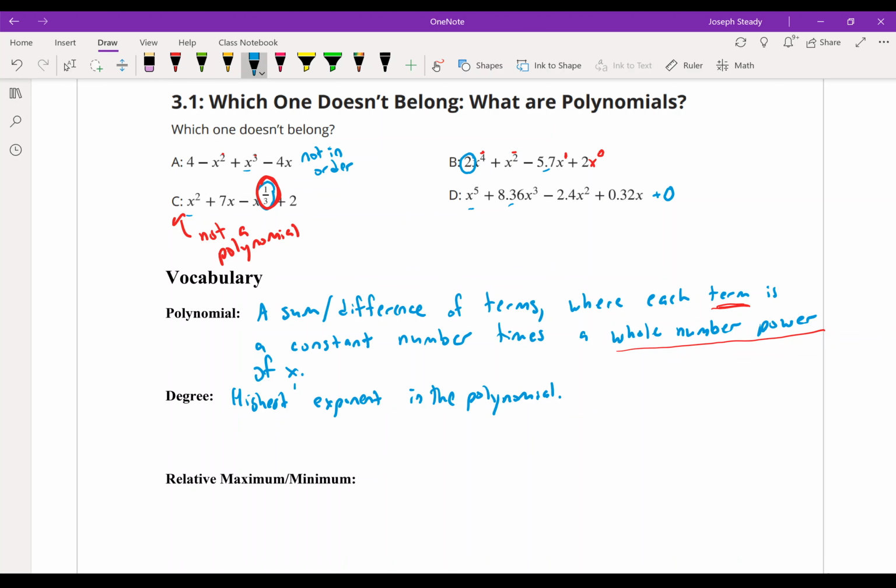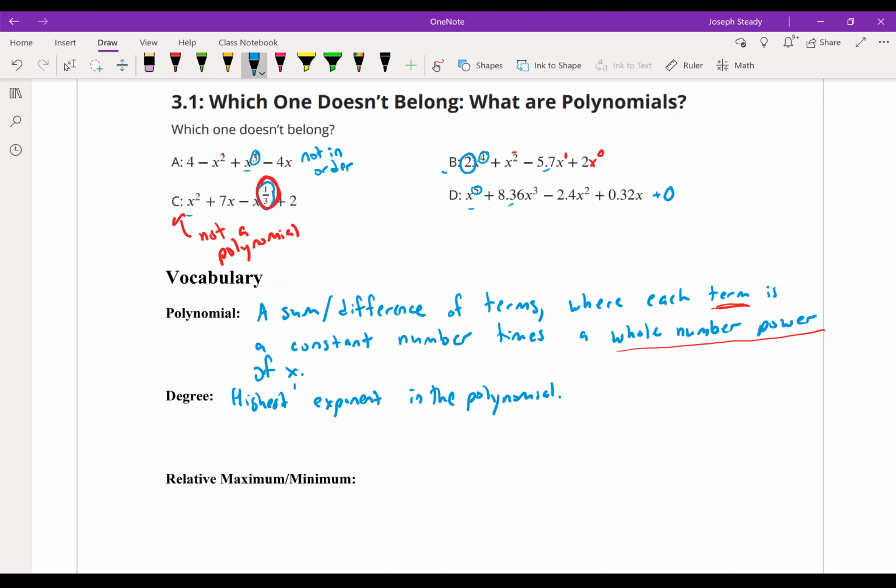So if I look back at any of these problems up here, on B, for example, the degree would be 4, because we have that exponent 4. If I look at A, the degree would be 3. If I look at D, the degree is 5. And we can say it a couple different ways. We can say it is either degree 5 or we can call it a fifth degree polynomial.